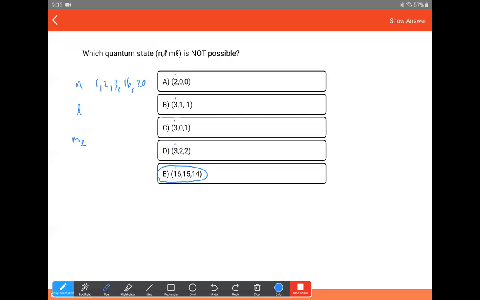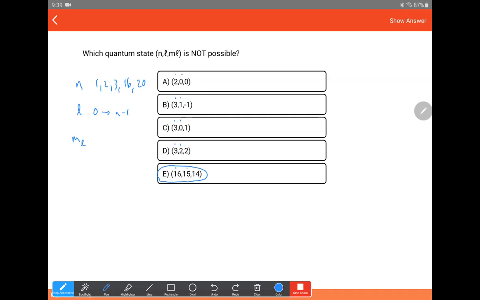Now L is 0 to N minus 1. So it has to be an integer, and it can only be one less than N. I look here and I see it can't be the same number essentially, and it can't be a negative number. So those are some things to look for. 0 is okay, it's less than 2. 1's okay, it's less than 3. 0 is okay, less than 3. 2's okay. 15's okay, it's less than 16. So we're still good on all those.